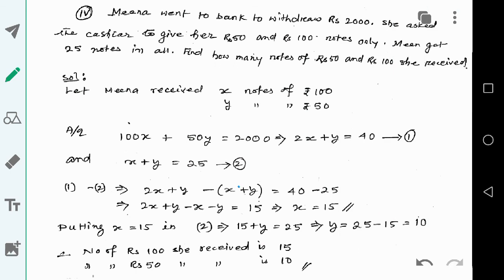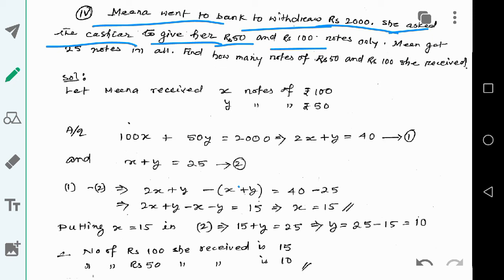Here you see, Meena went to bank to withdraw rupees 2000. She asked the cashier to give her rupees 50 and rupees 100 notes only. Meena got total 25 notes. Find how many notes of 50 and 100 she received. Now a girl Meena went to bank and she received 25 notes total, and some notes are 50 rupees, some of the notes are 100 rupees, and total she got 2000 rupees. And total notes 25.